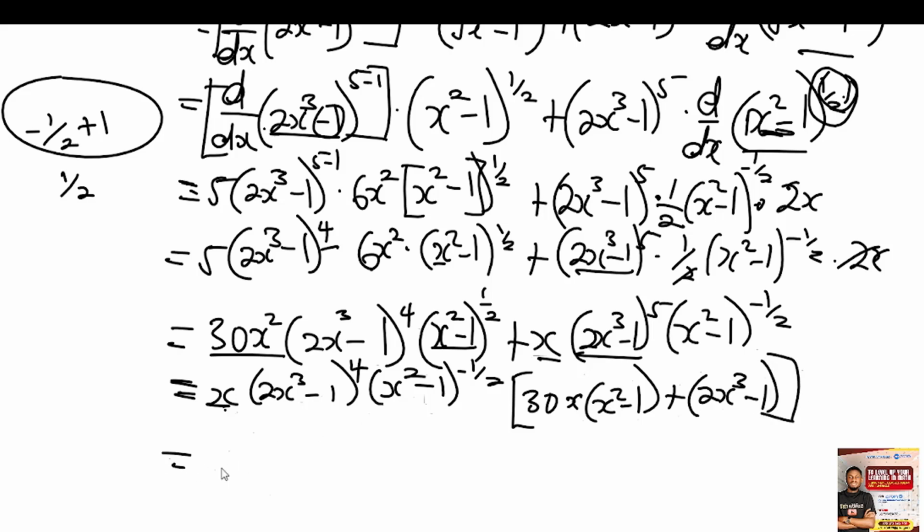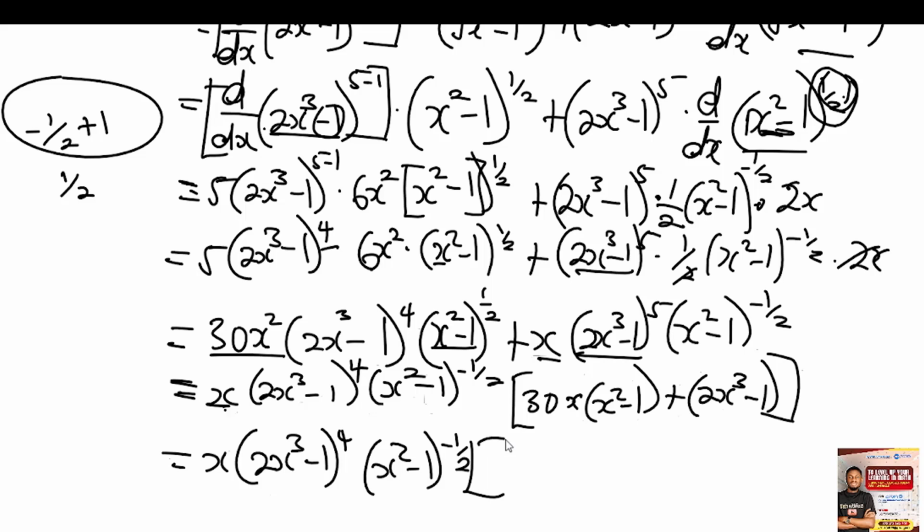Okay, so now let's further expand this. So we have x times (2x³ minus 1) exponent 4 times (x² minus 1) exponent negative half. Then we expand what is here. So we are going to have 30x times this one, giving us 30x³, 30x times minus 1 giving us minus 30x, plus 2x³ minus 1. So this is the final result for our differentiation.